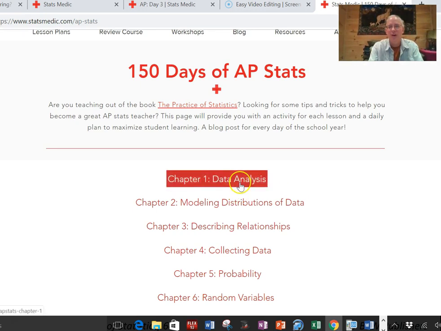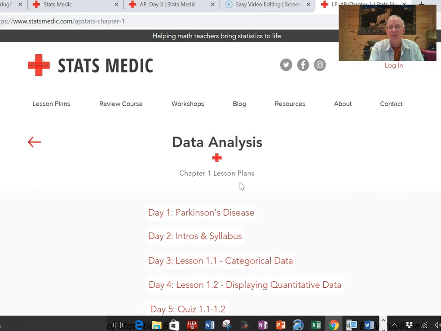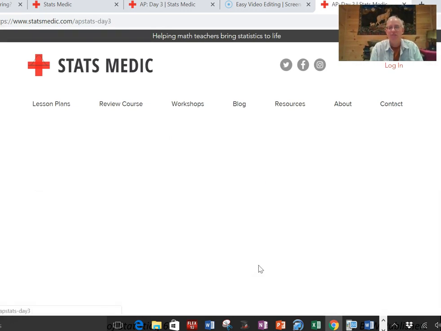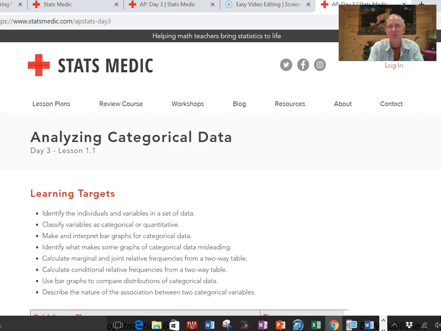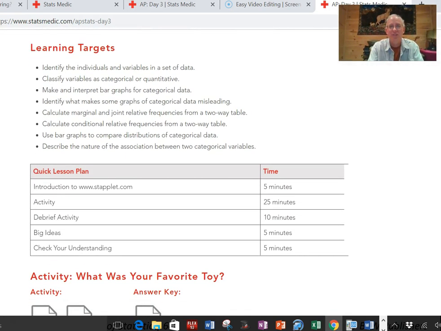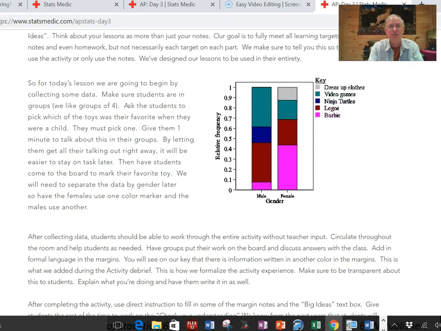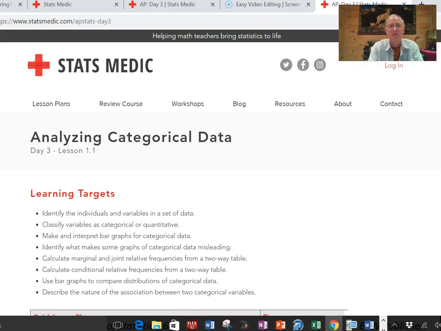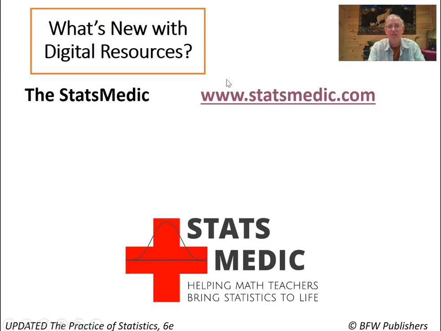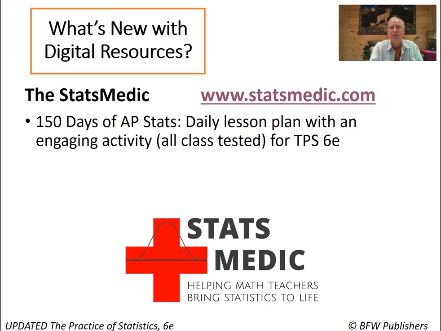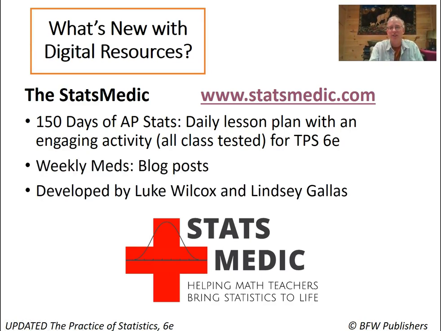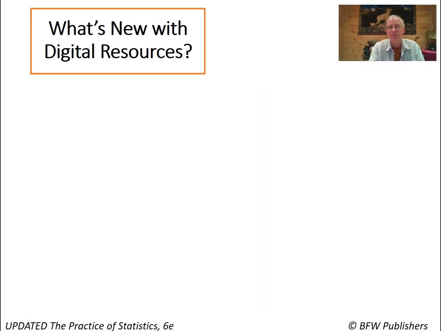beautifully aligned to the Practice of Statistics, 6th edition. And so, for example, if you're starting the course in Chapter 1, you can drill down into a specific lesson, and you can see what the Stats Medics did in their classroom on that day, complete with learning targets, a suggested pacing, activity materials in both Word and PDF format with an answer key, and a detailed description for you as the teacher in a sort of blog post style. So, ready-to-use lessons, beautifully prepared by the Stats Medics, Luke Wilcox and Lindsay Gallus at East Kentwood High School in Grand Rapids, Michigan. So we're very grateful to Luke and Lindsay for providing this resource.